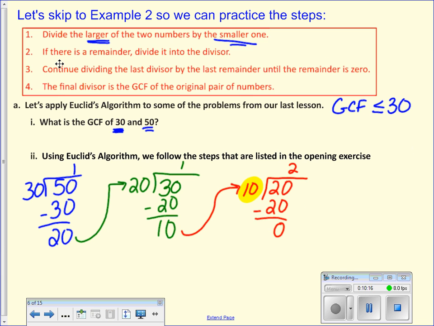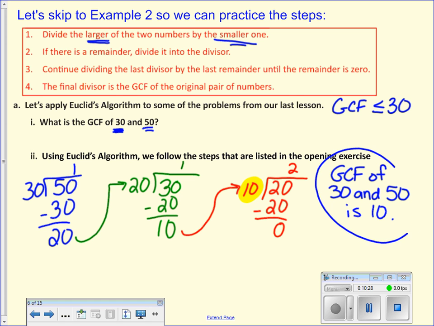And then we're going to label our answer. The GCF of 30 and 50 is 10. Remember, you always want to clearly identify and label your answer. I don't want you going through all your division and circling and swooping and all of that.